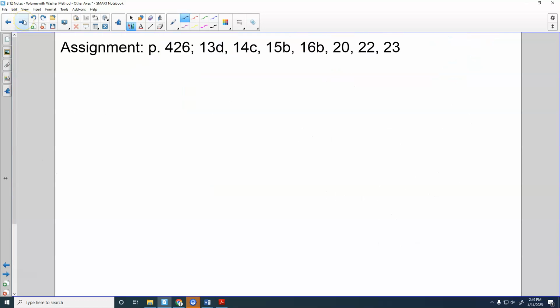So your assignment is here, same page that we've been working on for days now. And probably a lot of these we're going to use the calculator on as well.